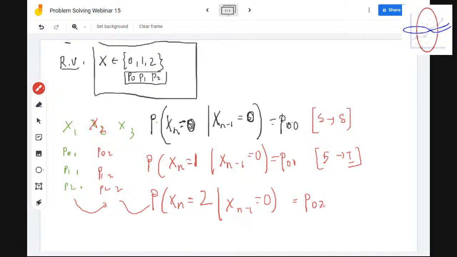Let's call it p02. Can you tell me what is the sum of these three probabilities? Sir, 1. Why is it 1? Because there is no other case. From Xn minus 1 equal to 0, in the next step Xn can take only 3 values. So this probability must be 1.